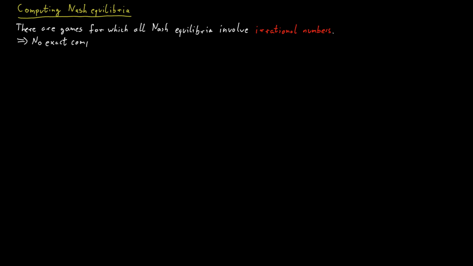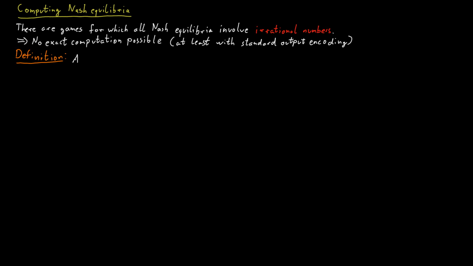The first problem we encounter is already that some games have the property that all the Nash equilibria of the game involve irrational numbers. And so no exact computation will be possible unless we use some non-standard output encoding at least. The solution is to lower our standards a bit and not ask for an exact solution, but only for an approximate solution. There are different ways in which we can define what an approximate solution would be, but here's the definition that we will use.